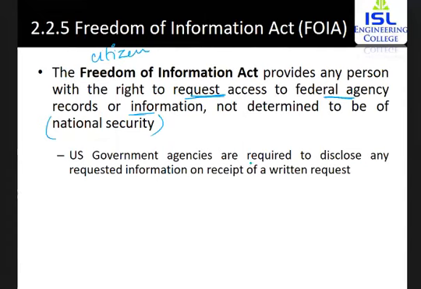Now US government agencies are required to disclose requested information on receipt of a written request. That is how you disclose information. If one person simply comes and asks you, you are not going to disclose the information. You need to have a written request from the officials. If they show that written request, only then will you give access to that specific information.